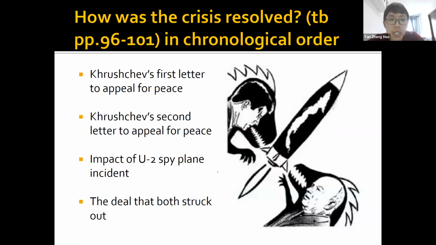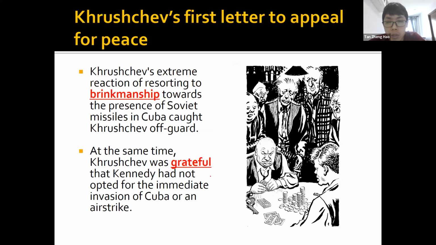Okay, so these are the few factors that led to the end of the Cuban Missile Crisis. You can see the first two were the efforts by the USSR to try and lower the temperature, to reduce the tension. Okay, and later you will see that there were also other hiccups like the U-2 spy plane incident, which threatened to raise the tension again. And eventually they managed to sign some sort of a deal. We'll go through that in between.